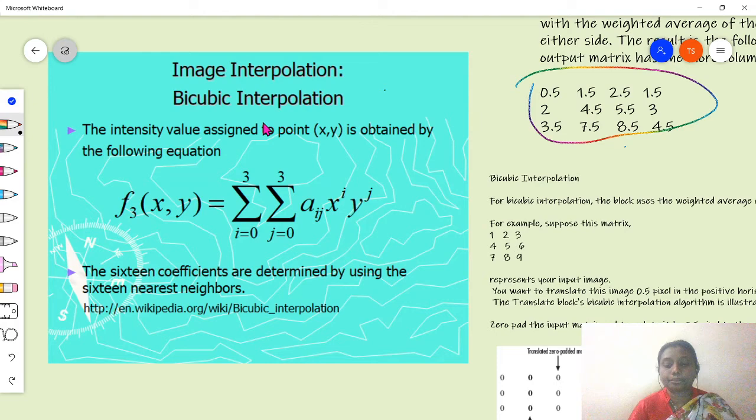Now our third image interpolation technique is the bicubic interpolation technique. In bicubic interpolation, the intensity value assigned to point (x, y) is obtained by the equation f3(x, y) equals the summation of a_ij x^i y^j, where i is from 0 to 3 and j is from 0 to 3. The 16 coefficients are determined by using the 16 nearest neighbors. Then I'll show an example for this.